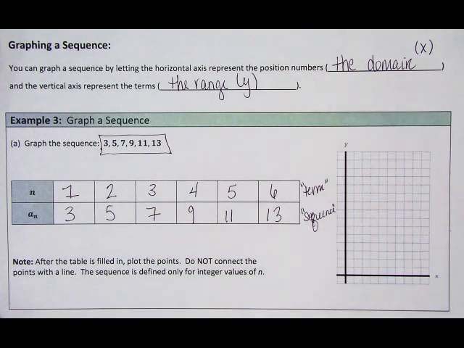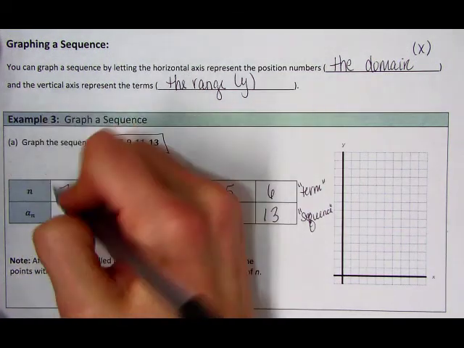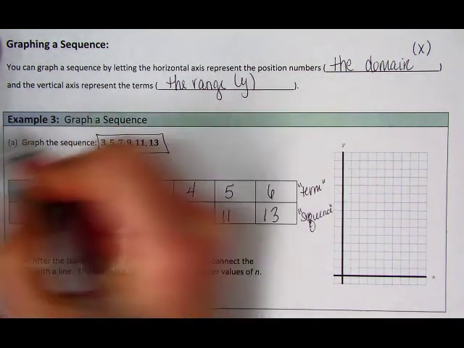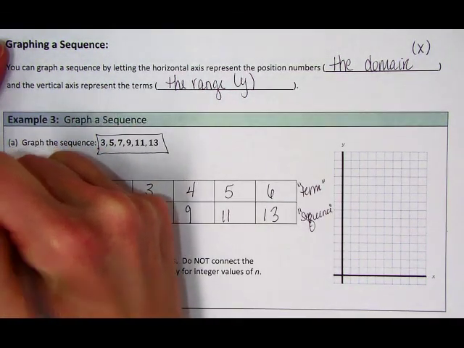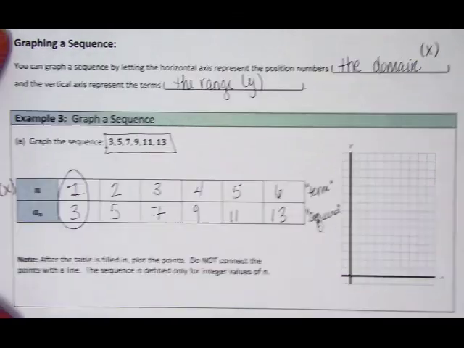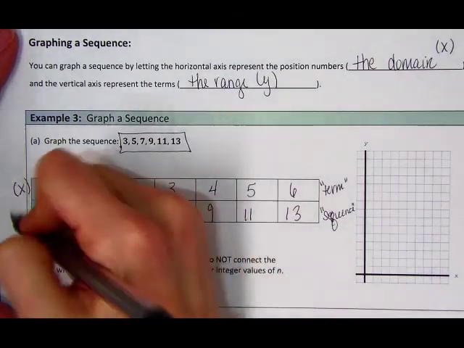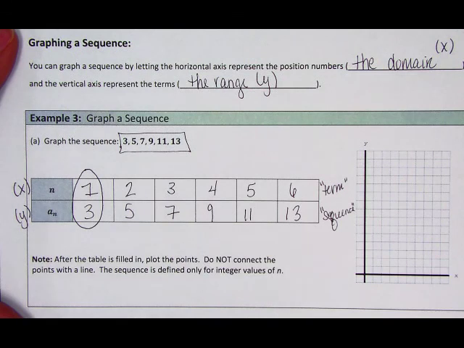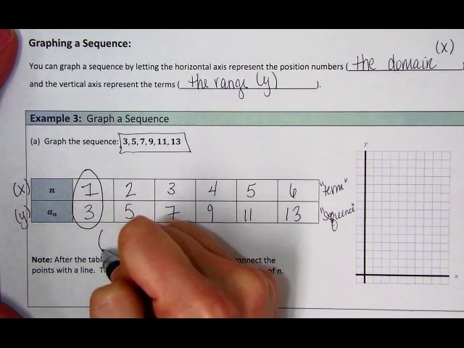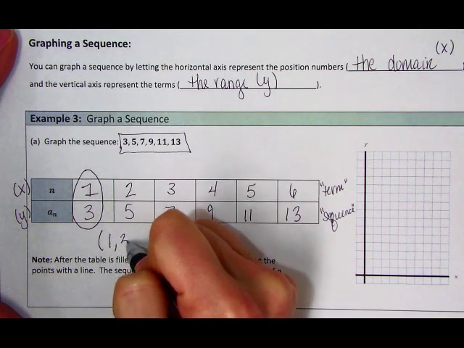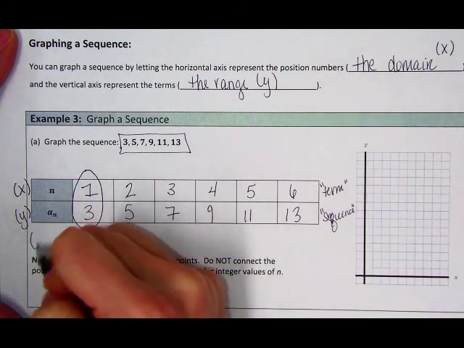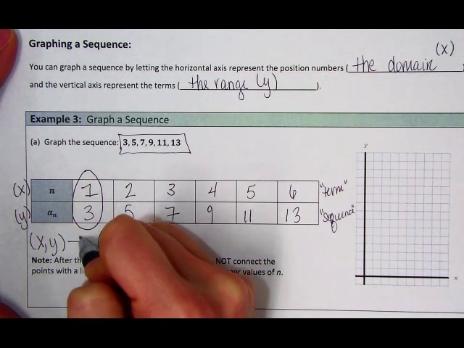Because they're asking us to graph, they're not asking us to come up with a rule to represent this sequence, they're just asking us to graph these points. So we're going to take this first value here, this ordered pair, so to speak. Obviously my n represents my input, which is similar to what x is. My output is also similar to what my y is. So I'm going to plot this as an ordered pair, just like (1, 3), right? Just like your ordered pairs (x, y).